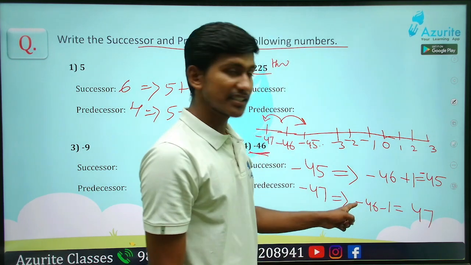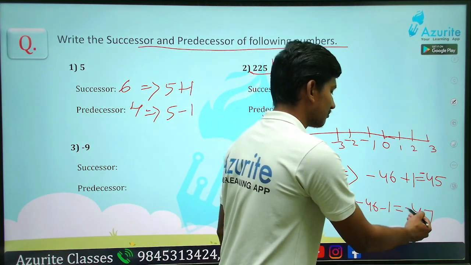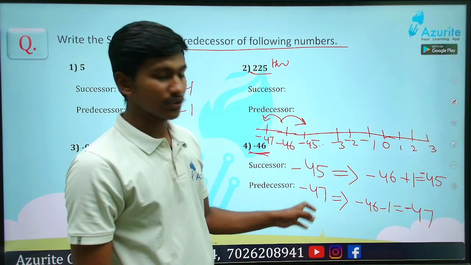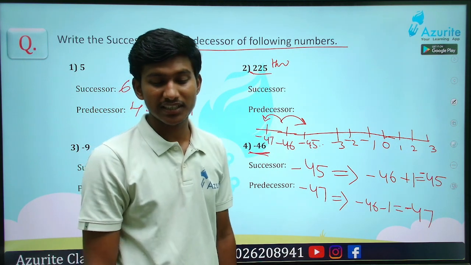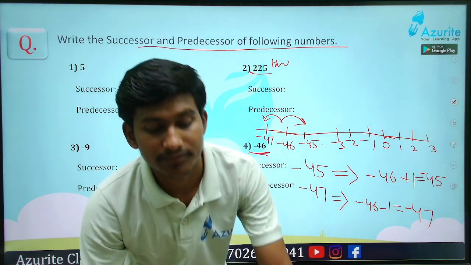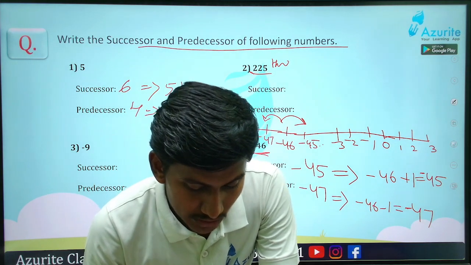So here, minus is the bigger number, so minus will be the answer. So minus 47. Got it? How to do it for negative numbers, predecessor and successor? Yes? Okay, good.